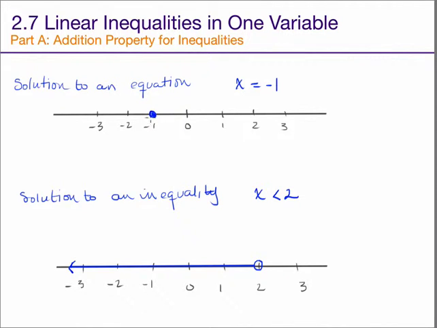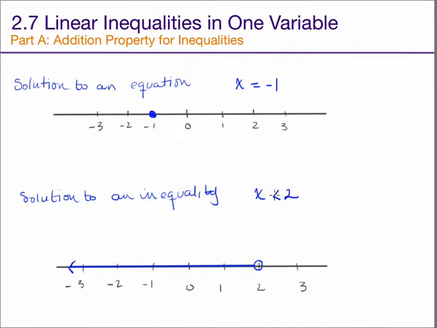In an equation, if -1 is the solution, then -1 satisfies the equation, makes it true. -2 will not. In an inequality, if x is less than 2 is the solution, then any number less than 2 will satisfy the inequality. Numbers greater than 2 will not. Not only that, but 2 itself will not, in this case, satisfy the inequality. 2, when you plug it in, will not give you a true statement.